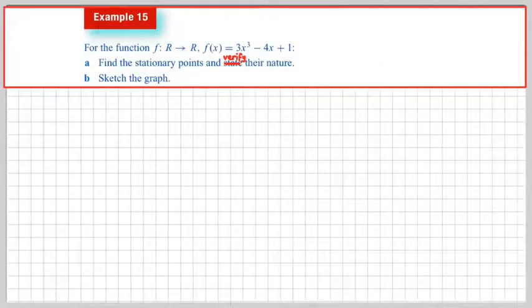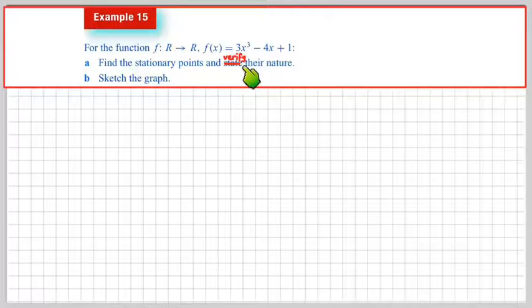Now, here's an example we better do. There's two examples for us today. For the function f from the reals to the reals, we've got f of x equals 3x cubed minus 4x plus 1. We have to find the stationary points and verify their nature, and we have to sketch the graph.